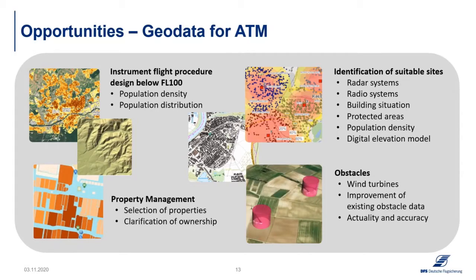The situation is similar with property management. Here, for example, we could refer to extensive official cadastral data where the building function is also defined, or we could also edit and upload our own geodata. And a further benefit of geodata can be seen in the obstacle data, for example, as for wind turbines. By matching multiple data sources, the accuracy and the actuality of the existing dataset can be further improved, and wind turbines and other obstacles can also be automatically queried via a satellite image-based evaluation, for example, using artificial intelligence.